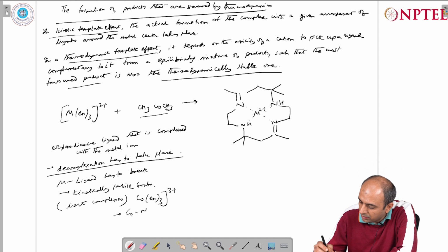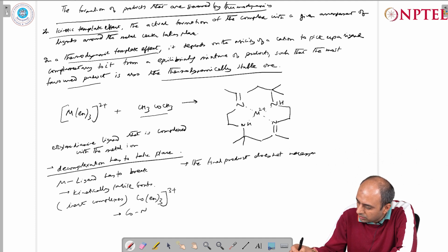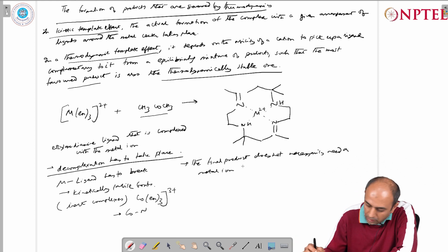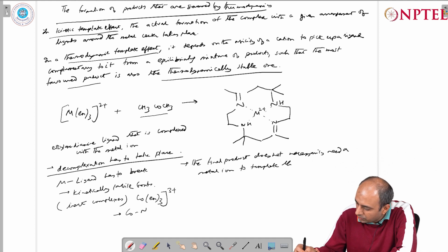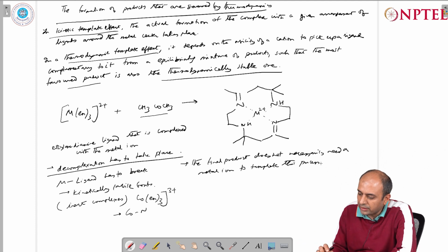So, for example, the final product does not necessarily need a metal ion to template this particular process.